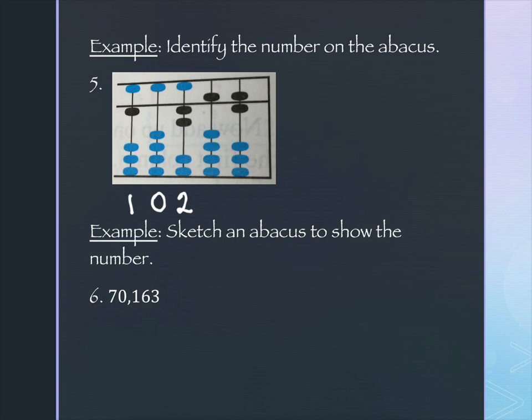Fourth rod. 5. Okay, the one from above is pushed down. That's why they're coloring them for you, because it's kind of hard to see the difference sometimes. But the one from above is pushed down, so it's worth 5. And how about the last one? It's a 6. One from above, one from below. So this number is 10,256.